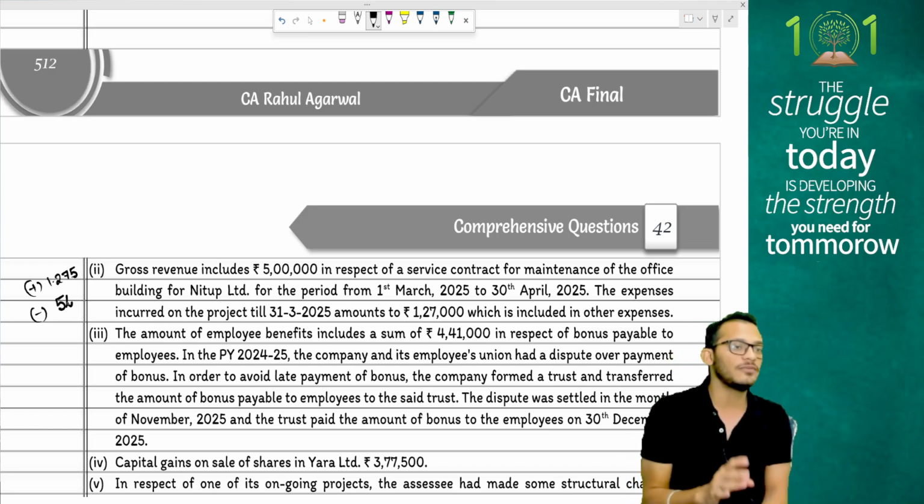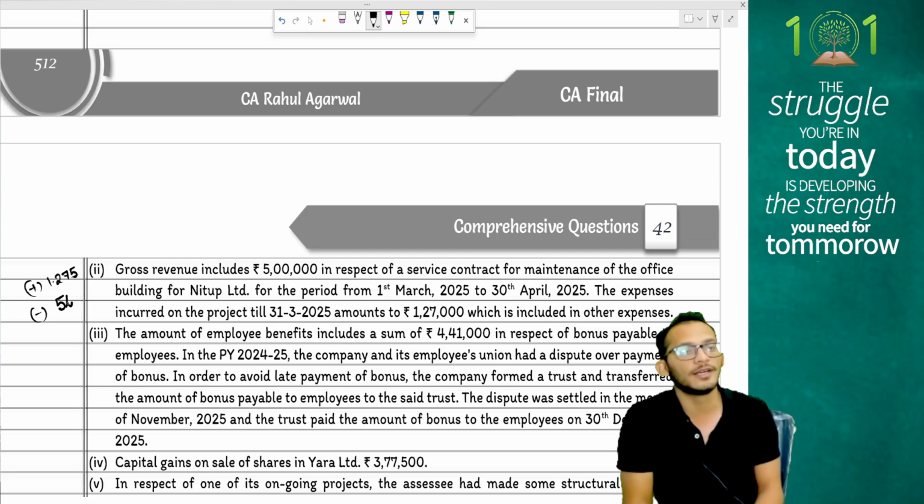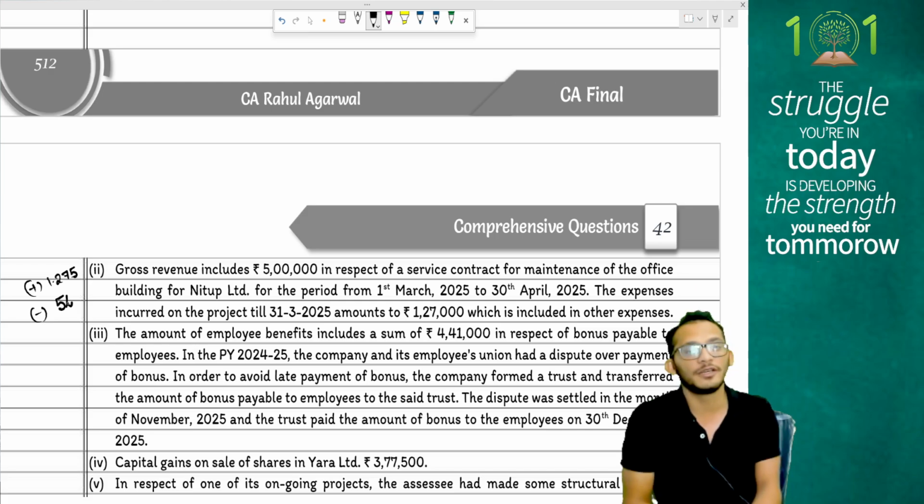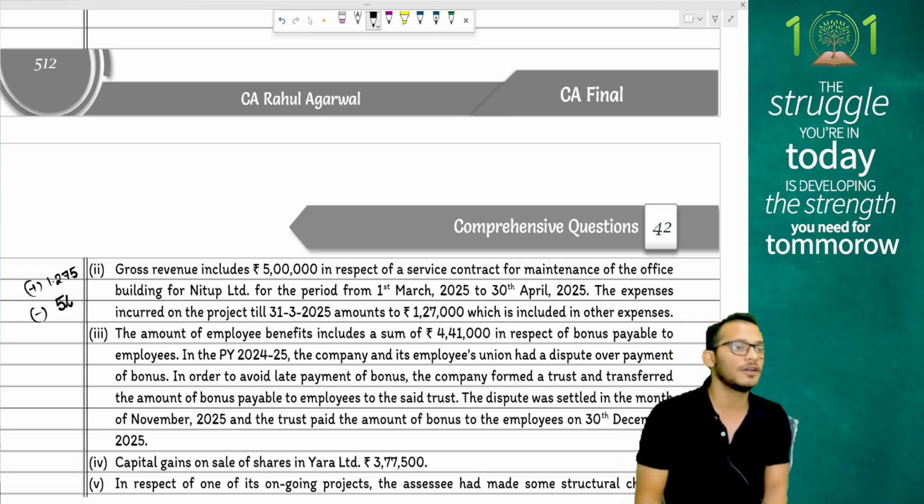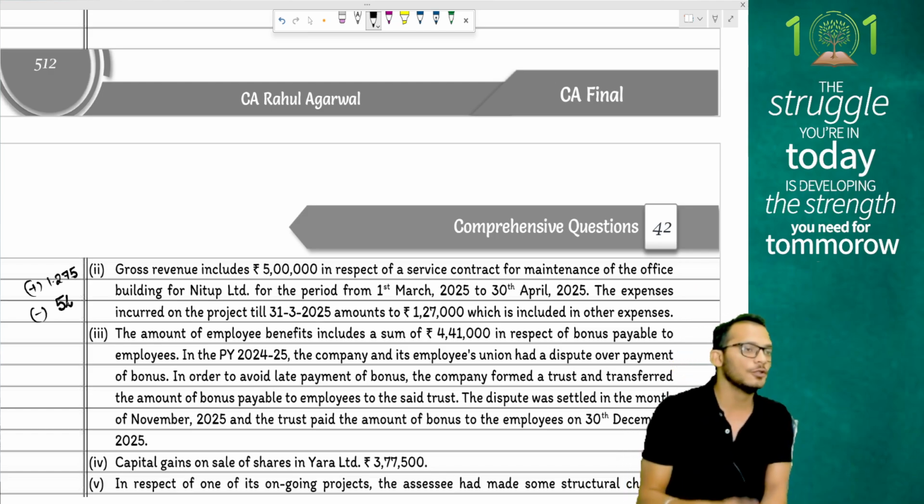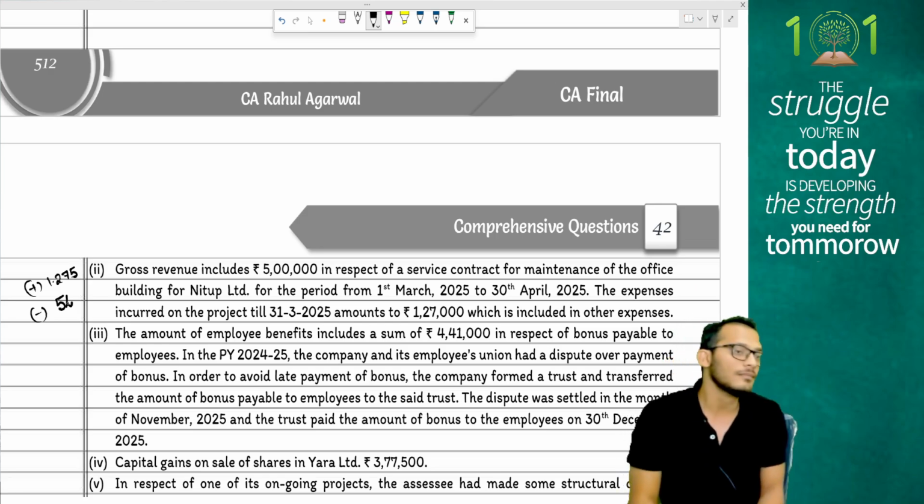But because there was a fight going on, I decided not to pay. To safeguard myself, I decided to pay it in a trust. And that payment to trust has happened before the due date of return filing. But the employees got it only in December, which is after the due date of return filing. Question to you, payment to the trust, can it be called as a payment to an employee and therefore allowed as deduction? Can it be deemed as a payment to employee and be allowed as deduction?